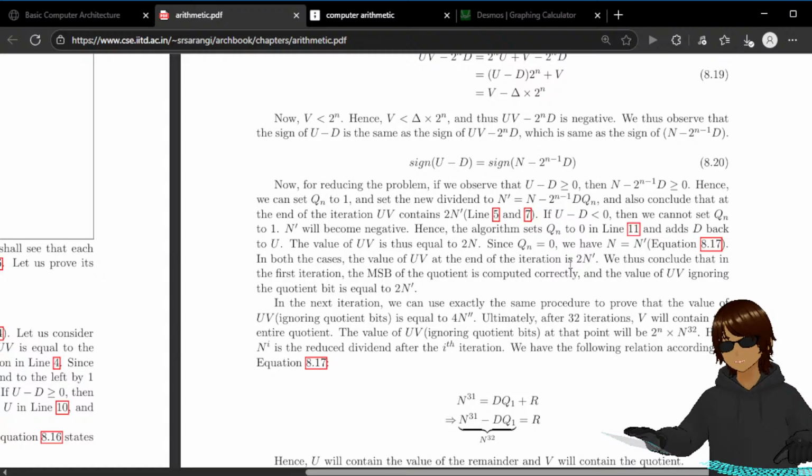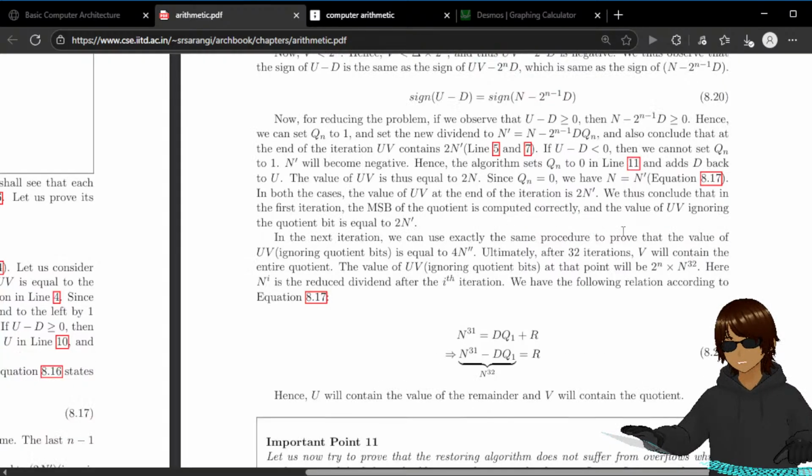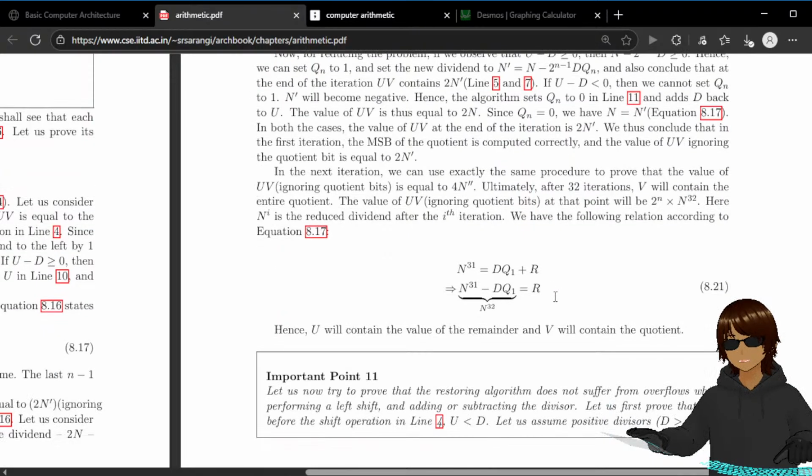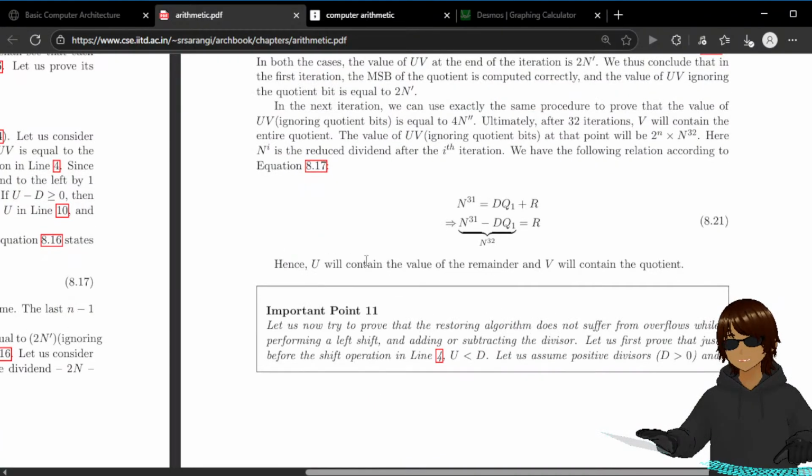In the next iteration, we can use exactly the same procedure to prove that the value of uv is equal to 4n apostrophe. Ultimately, after 32 iterations, we will contain the entire quotient. The value of uv at that point will be 2 to the power of n times n to the power of 32. Here, ni is a reduced dividend after the ith iteration. We have the following relation according to equation 8.17. Hence, u will contain the value of the remainder and v will contain the quotient.